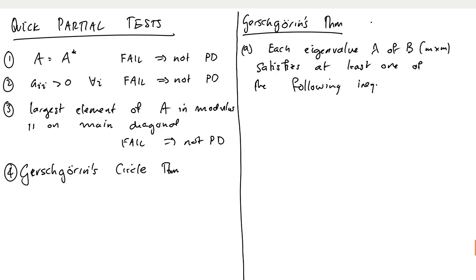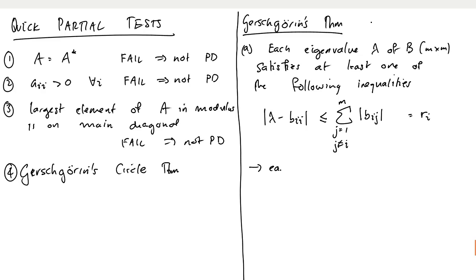Okay, inequalities. Lambda minus the diagonal element, modulus, so the distance in the complex plane from lambda to the diagonal element Bii is less than or equal to the sum from j equals 1 to m, not including i, of the absolute values of Bij, which you may as well call Ri. Okay, so what does that mean?